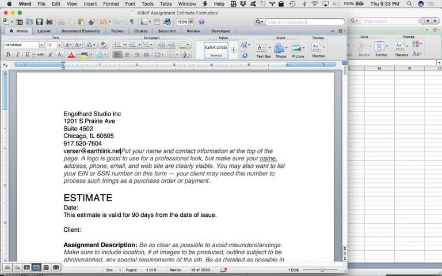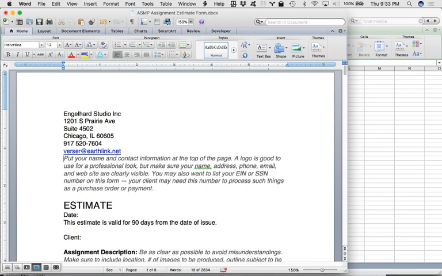Now, this says to actually put an EIN or a social security number on this form. Don't you dare. You can put your EIN number. Your EIN number is the number you get when you register a business in Illinois. So when you do your LLC, you would actually get a number. It's an EIN number, and that's the one you would put on this. It's nowhere near as sensitive as a social security number.